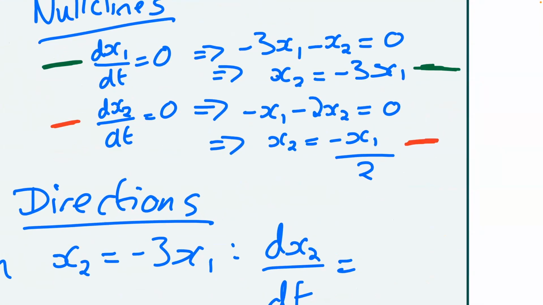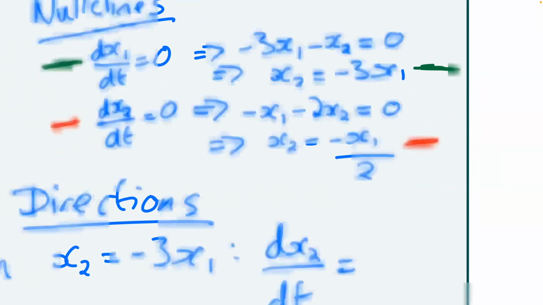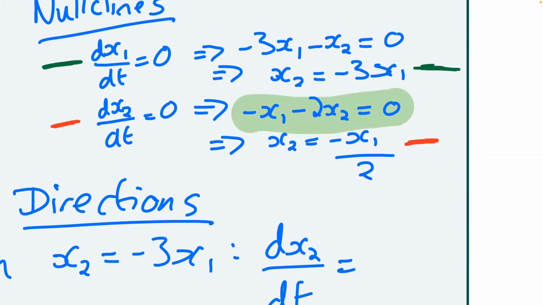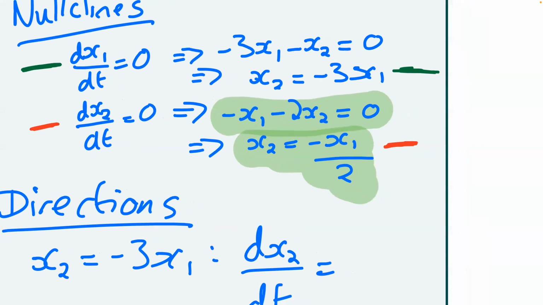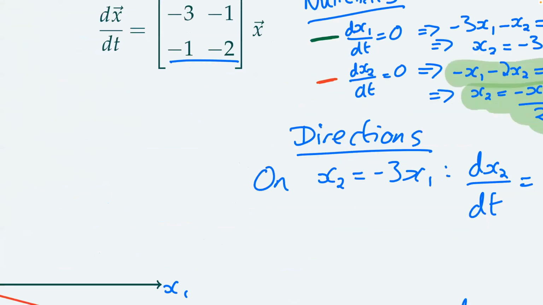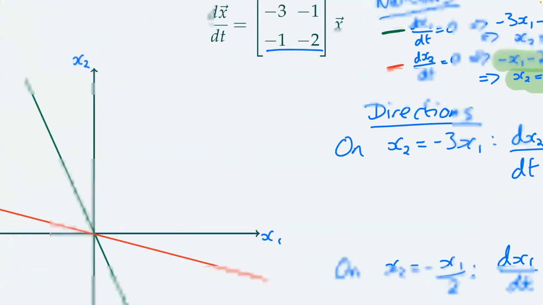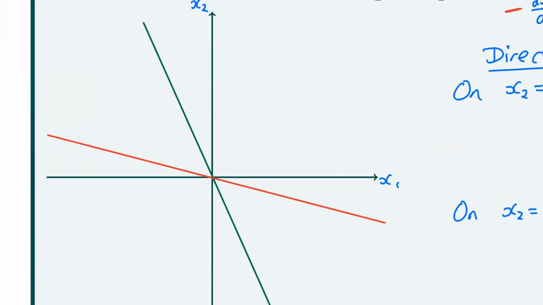Okay, so we expand by the second row here. dx2/dt is equal to 0 when we have -x1 minus 2x2 is equal to 0. We can rearrange this in terms of x2: x2 is equal to -x1 over 2. Okay, so you've noticed I put these colors here, the greens and the reds. I like to color code my phase planes because it helps to make sure that I'm drawing things correctly.